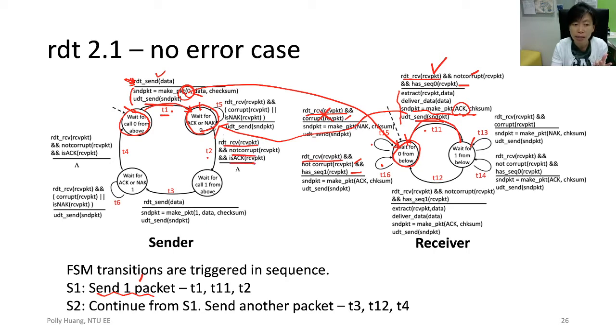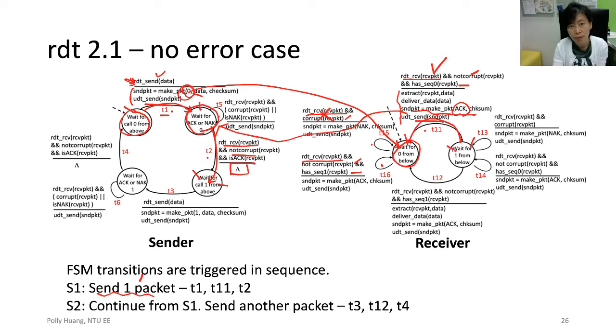So we'll be taking T2 and finish all the actions here, which is doing nothing, and enter the wait for call 1 from above state. So the sender goes to this state, and there's nothing to be done here. No more packets are being generated flying back to the receiver, so we stabilize right here. The sender stops here.